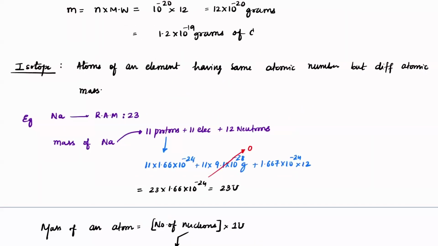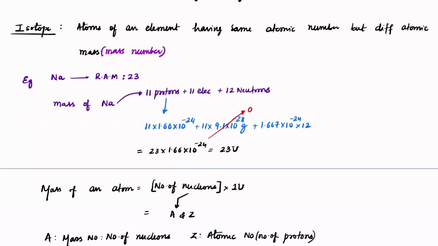Now notice, we have learned this term isotopes before, but let me remind you, atoms of an element having the same atomic number but different mass number, or what we call the mass number, are called isotopes. For example, sodium's relative atomic mass is 23. That 23, if you decode it, comes from the fact that there are 11 protons, 11 electrons, and 12 neutrons. So the 11 electron mass is ignored. It is only the proton and neutron mass that we need to consider.